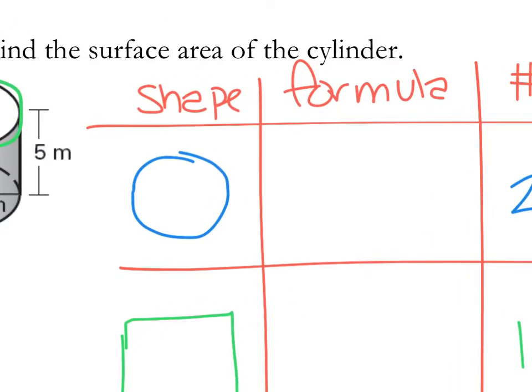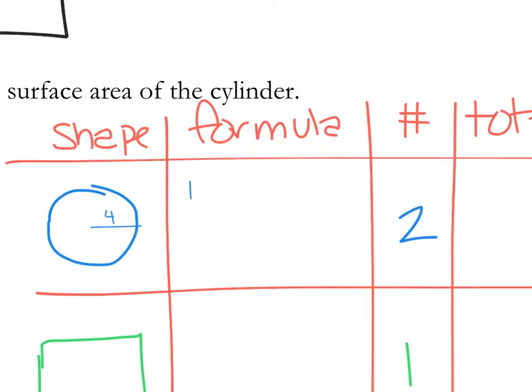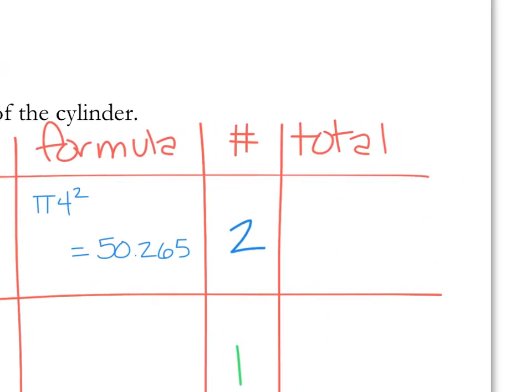In my circle, I see I have a radius of 4, so area of a circle is pi 4 squared. So I get 50.265, times it by 2, get 100.531.